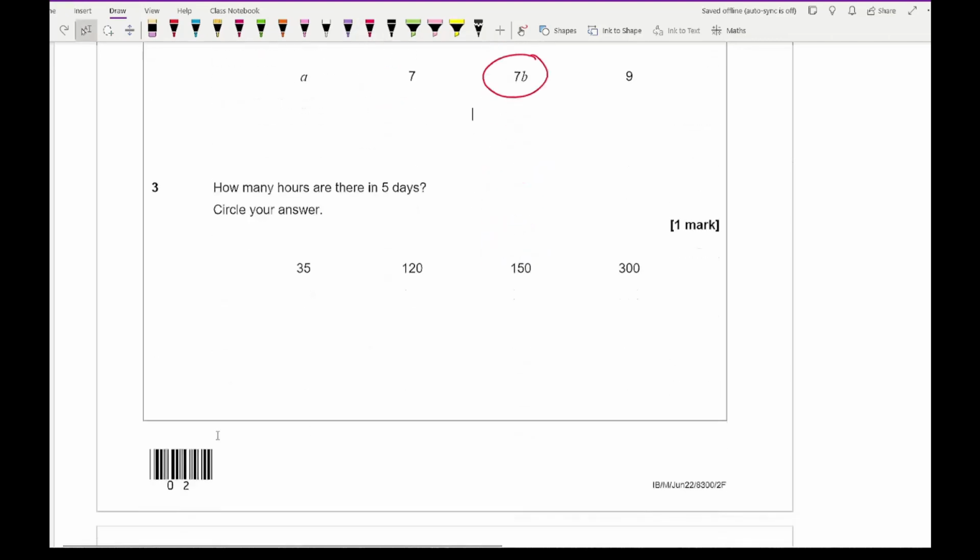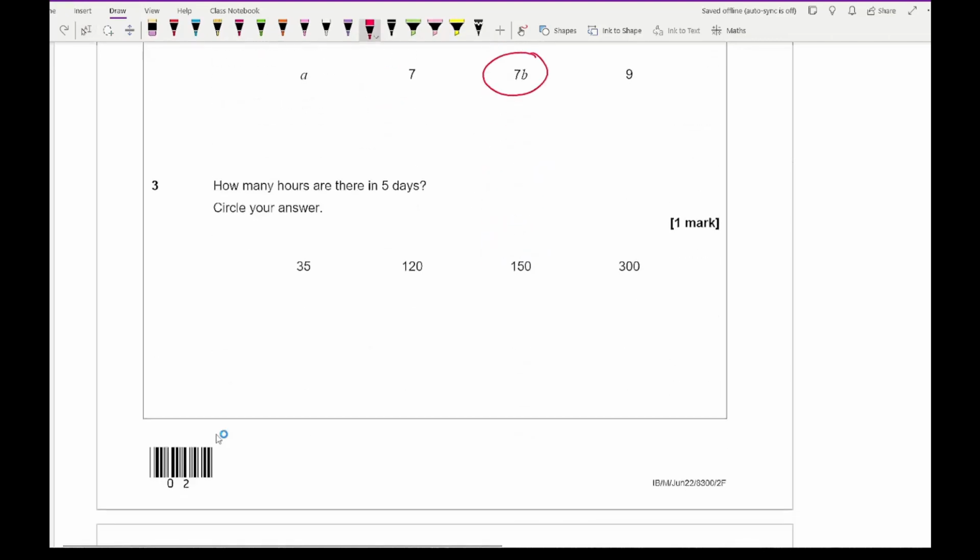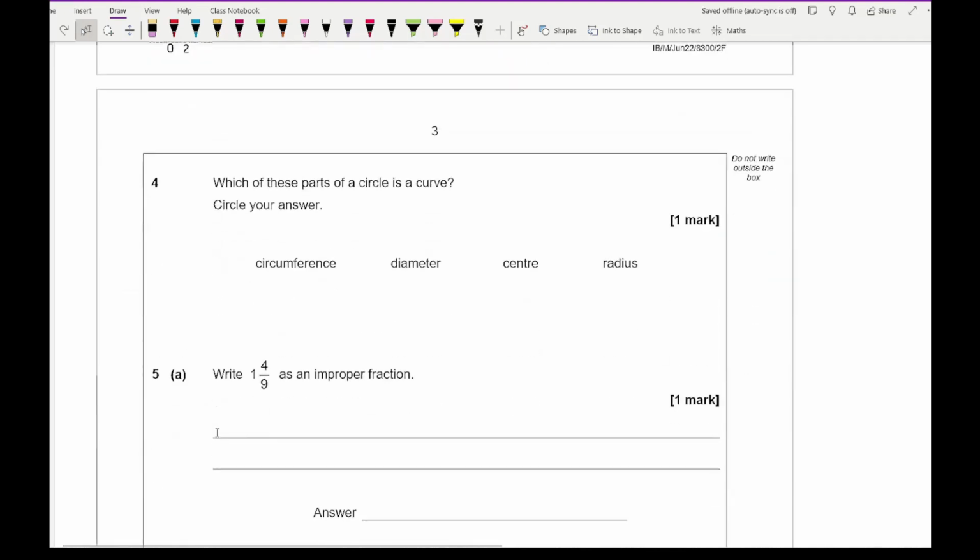Then for question 3, it says how many hours are there in 5 days? So for this, all we need to do is just do 5 times 24, because there's 24 hours in a day, and that gives me an answer of 120. Then for question 4, it says which of these parts of a circle is a curve, and the correct answer is going to be the circumference.